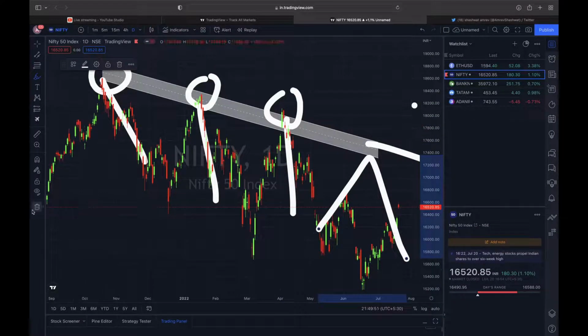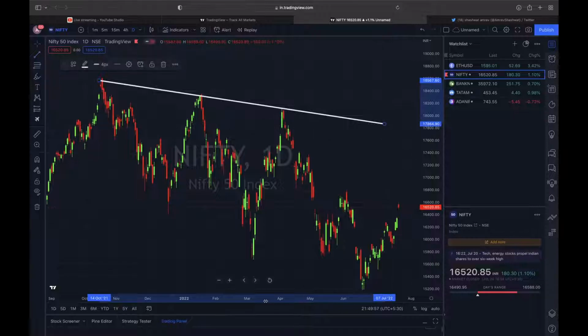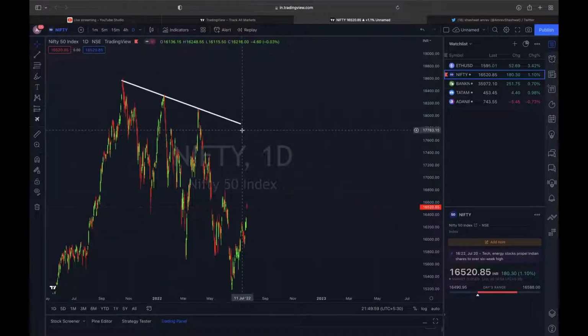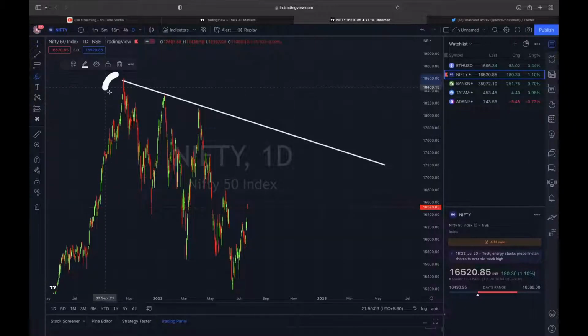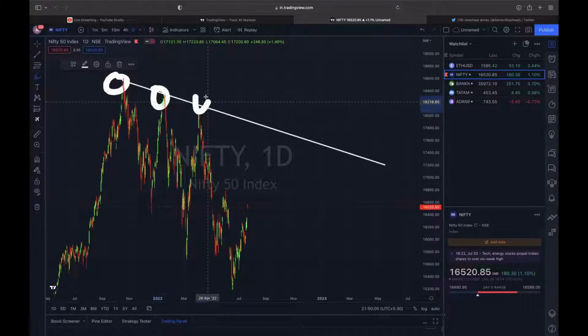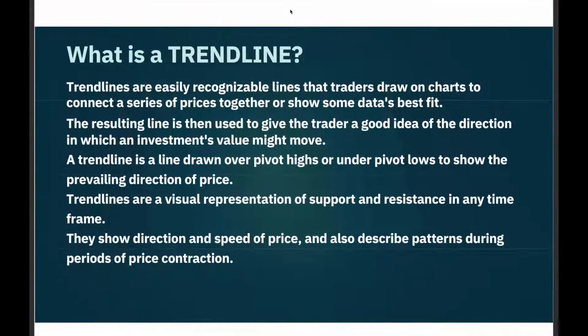So I have made a trend zone, and you can even make a trend line which is basically connecting all the points and then expanding it. For three times it was rejected. This is also the fourth time. It might just go up like this and get rejected. So this is what the trend line is.